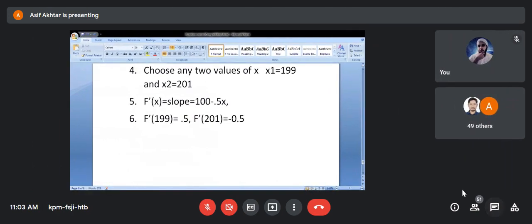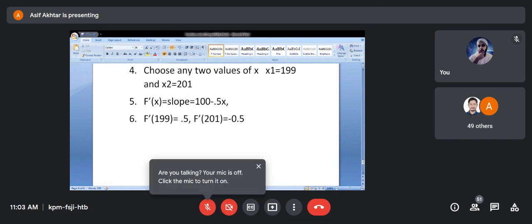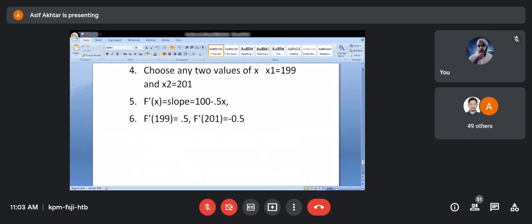Now I request all of you to kindly look into this. What do you obtain? We obtain that there is a change in the value of f dash x from 199 to 201. Do you see the change? It has gone from 0.5 to minus 0.5. Leave the magnitude aside, just look at the direction, the plus and minus. The answer changes from plus to minus. That is, the slope changes from plus to minus.